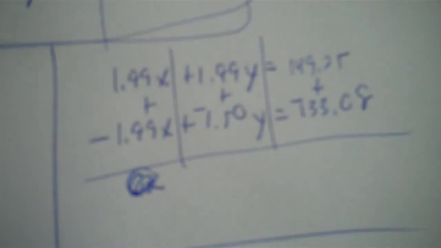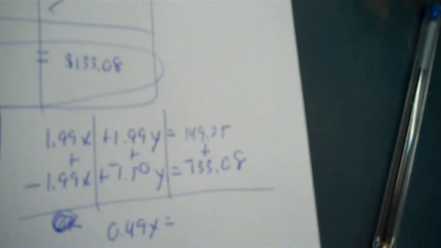So add the negative, we'll take that to 0, negative, negative. So I add $1.99 plus negative 1.50, that's 0.49y. And you take 149.25 plus negative 133.08, and that's 16.17. So then I'm going to divide both sides by 0.49.